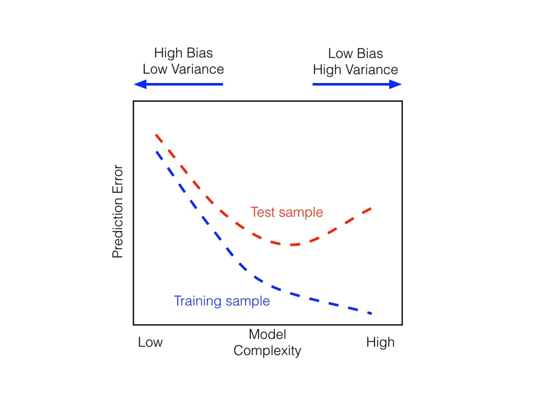So this is showing the prediction error for a training sample and the test sample. So the error you would get on the training set and the error you would get on the test set. The error on the training set is the blue line. The error on the test set is the red line. And so error is on the y-axis, and along the x-axis is model complexity. So if you have a very simple model, low complexity, then you have high bias and low variance.